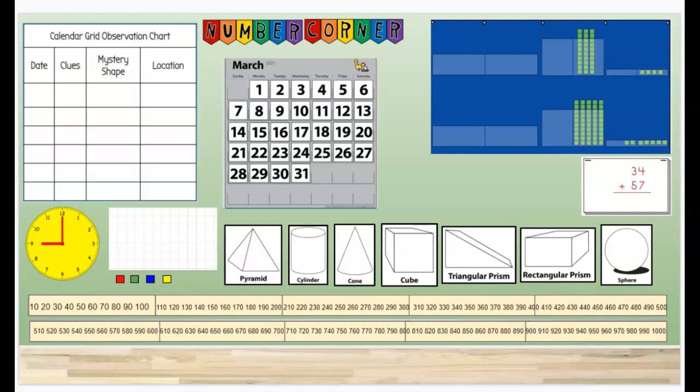For Number Corner today, we will be working on our Number Corner Checkup, Number 3, Part 1. This is an assessment. You won't need any materials today. You will be working in Seesaw. Let's have a look at our Number Corner Checkup 3, Part 1.